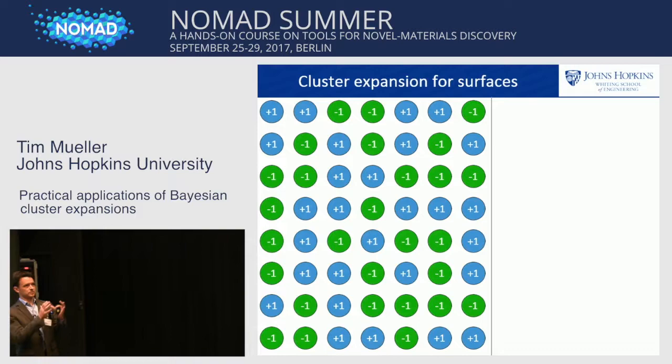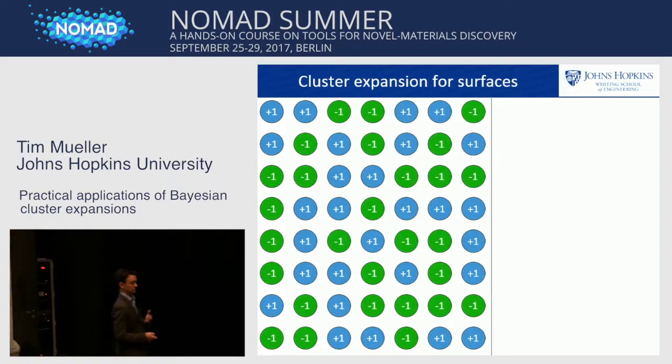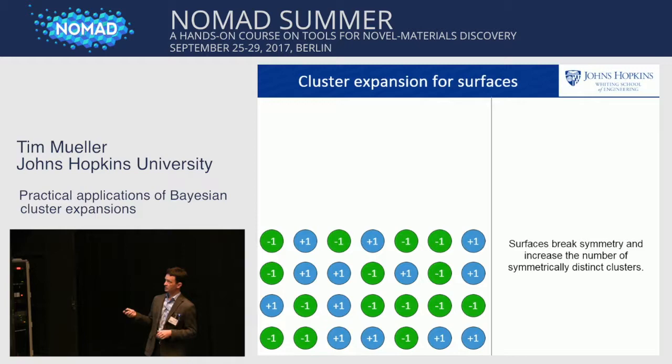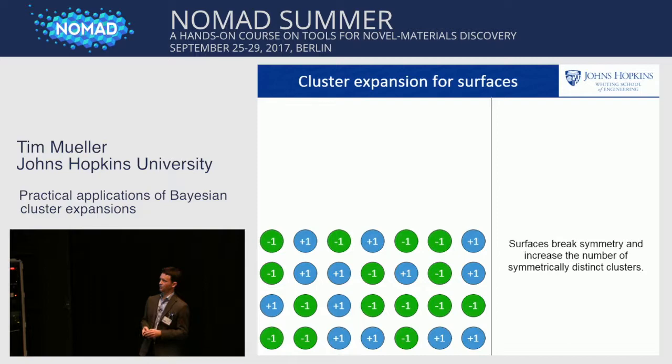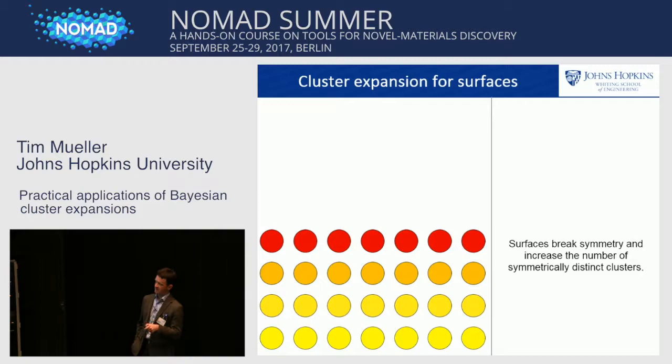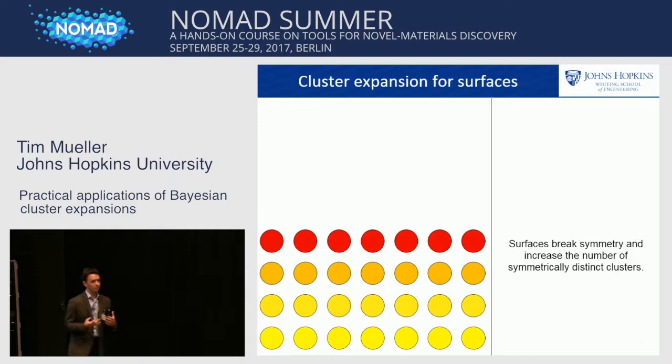When I have a surface, I break symmetry. So if I create a surface here, I've now broken the symmetry. And so now if I were to color the different sites in my material by grouping them by the ones that are symmetrically equivalent, I'd get something like this. All these dark red ones are symmetrically equivalent. That's the top layer of my surface. This is the second layer of my surface, the third layer, et cetera. And now I have a lot more symmetrically distinct sites in my material.